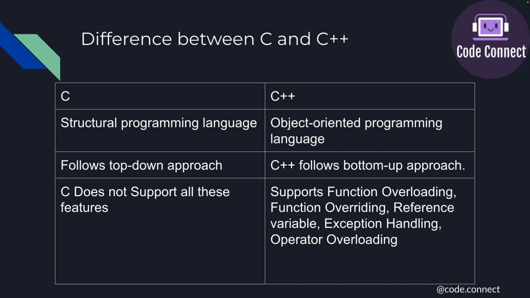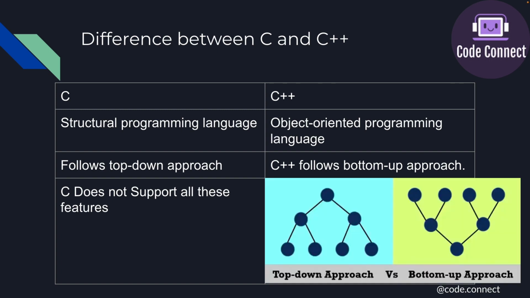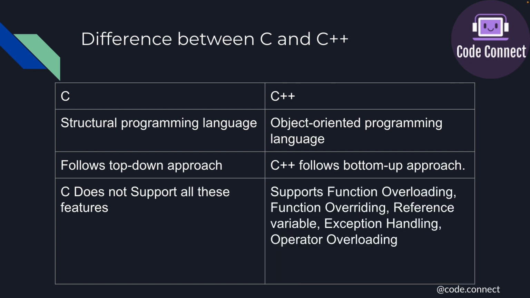Now C follows top-down approach, while C++ follows bottom-up approach. We will discuss these as well. And we already discussed that C++ supports operator overloading, function overriding, reference variable, exception handling, while C does not support all these features. So we can clearly say that C++ is an advanced version of C.